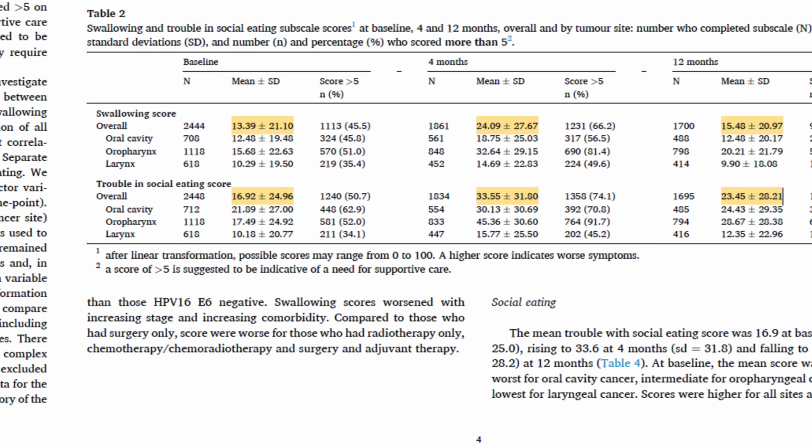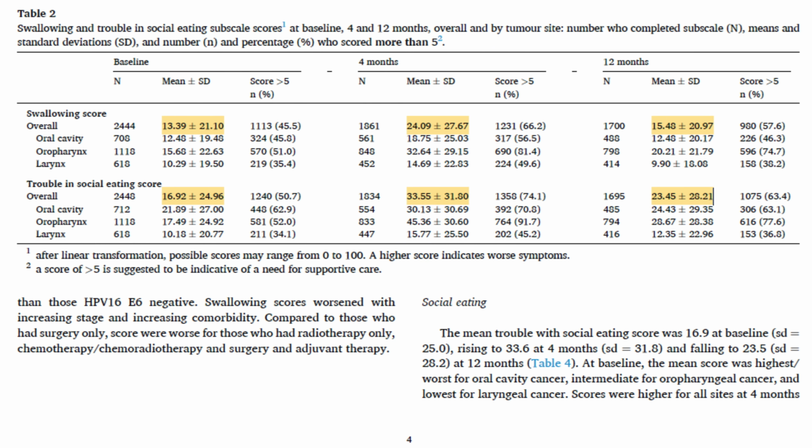In the results section on pages 3 to 5, the authors reported a clear trajectory of symptoms where at 4 months scores were significantly worse than baseline for swallowing and eating socially. At 12 months there was a reduction in the scores compared to 4 months, but the scores were still elevated compared to baseline. So for question 8 on the checklist, I would say yes, the follow-up time reported was sufficient for outcomes to occur.